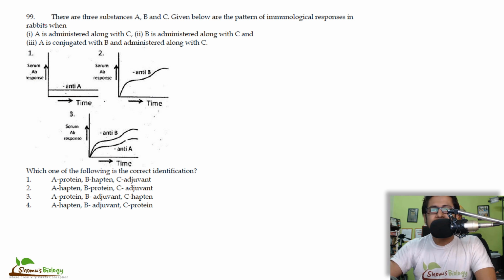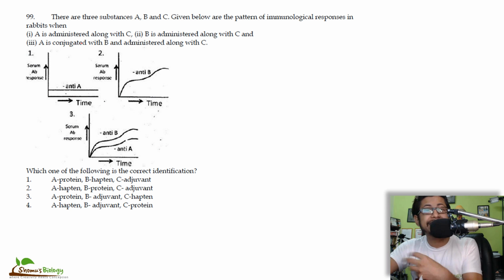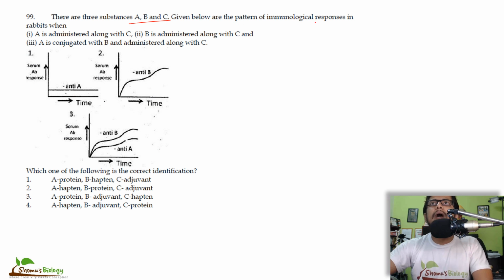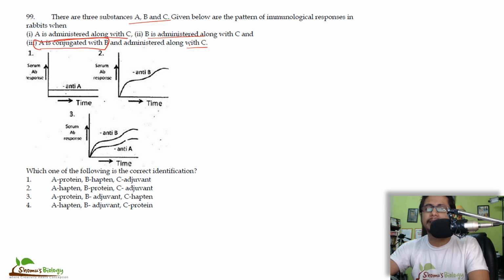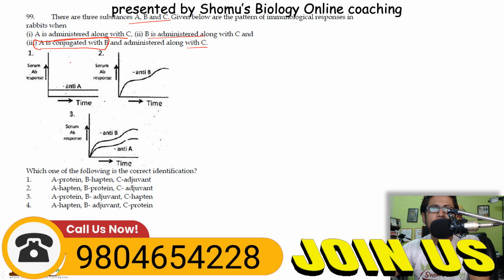This is another immunology question. This kind of question you can still answer. You know, the topics that I mentioned in the class, if you prepare that, you can still answer this kind of question. There are three substances A, B and C. Given below are the patterns of immunological responses in rabbits in three situations: 1. A is administered along with C, 2. B is administered along with C, and 3. A is conjugated with B, administered along with C. Three situations. So if you look at the options, by reading till this portion, nothing gets clear.